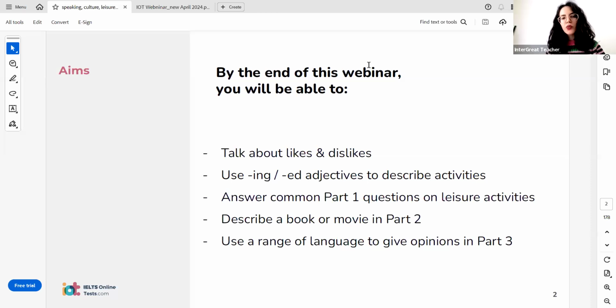That would be the theme. We will learn how to describe a book or movie in part two, again, as part of the theme of leisure activities, and use a range of language to give our opinions in part three. So a comprehensive introduction to parts one, two, and three with regards to the topic of leisure time activities. So are you guys ready to achieve these aims? Okay, perfect. So let's get started.